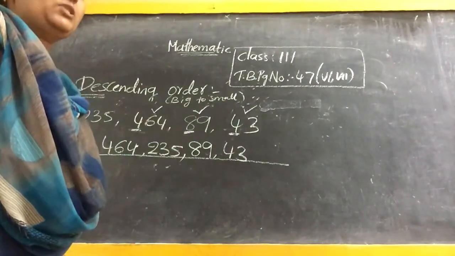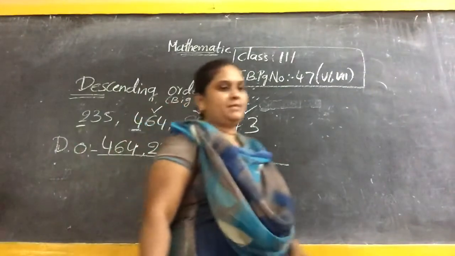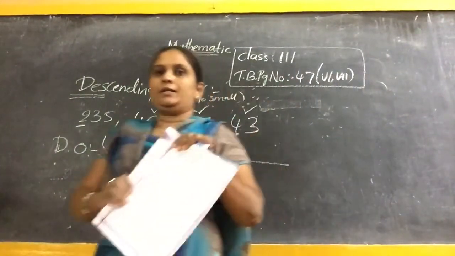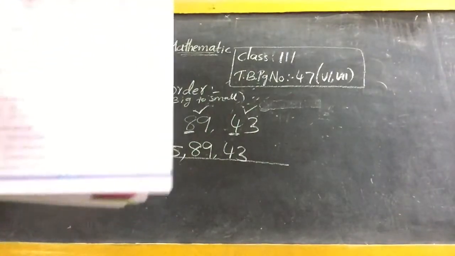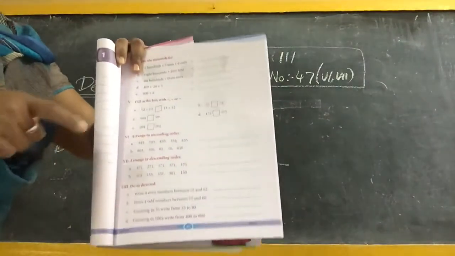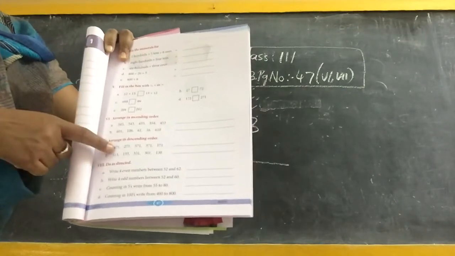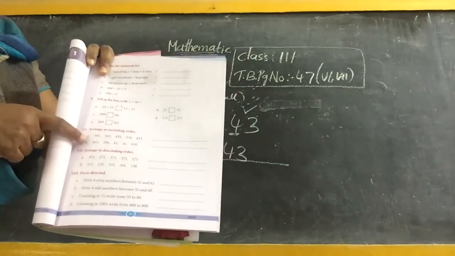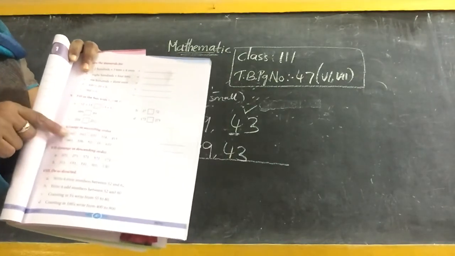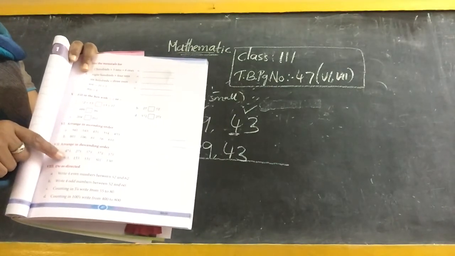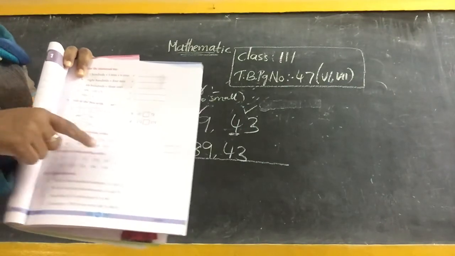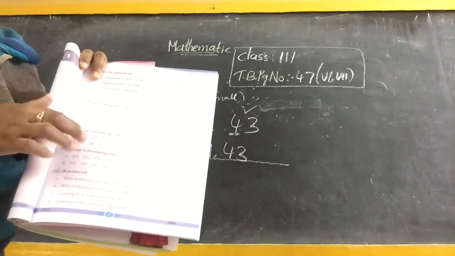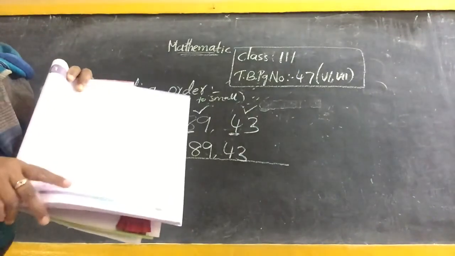Okay, children, based on this, in the textbook page number 47, look here, textbook sums number 6 and 7. These two sums, first, the 6th sum, write in ascending order, it means small to big, and the 7th sum write in descending order, it means big to small. So these two you have as homework today. Okay, in the next class we will continue the next section. Okay children.